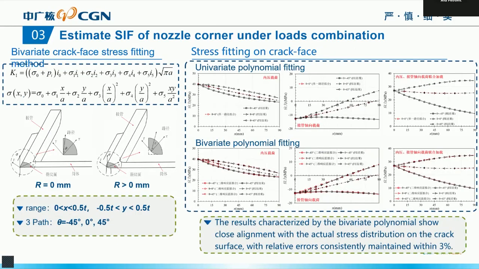So we decided to use the bivariate crack face stress fitting method, mainly for the stress fitting on the crack face. The result is characterized by the bivariate polynomial, which shows a close fit with the actual stress distribution on the crack surface, with the relative error mainly within 3%.